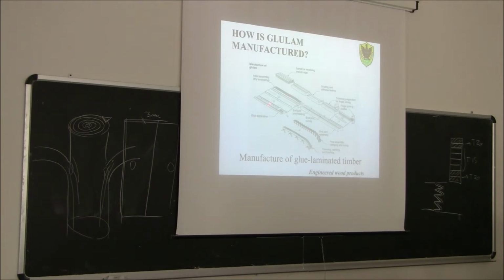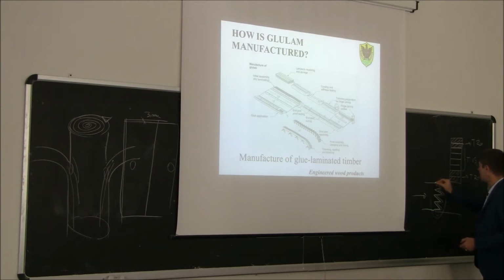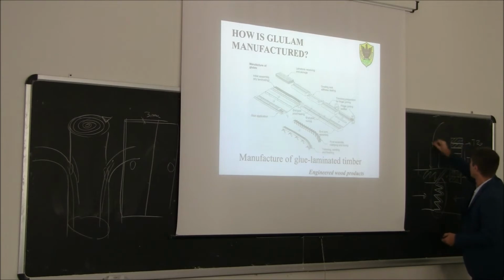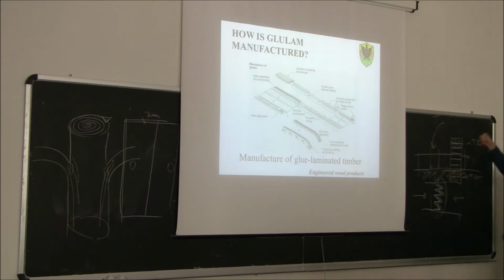Then you see we have the glue application. So here first we put the glue, we compress, and we keep it for some time in order to allow the glue to go off. And then later on, if this is the lamination, the glue is poured on this surface, on the lateral surface, on the top of the board, and then of course another board is placed above, and so on. You get to the cross section. You can see here.